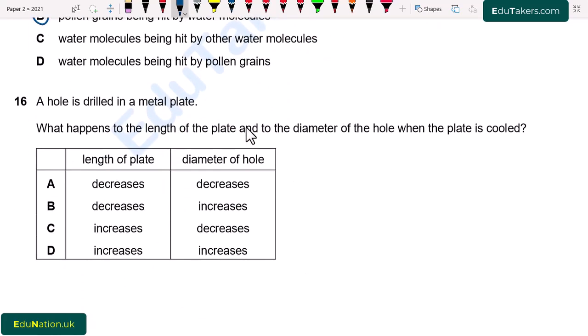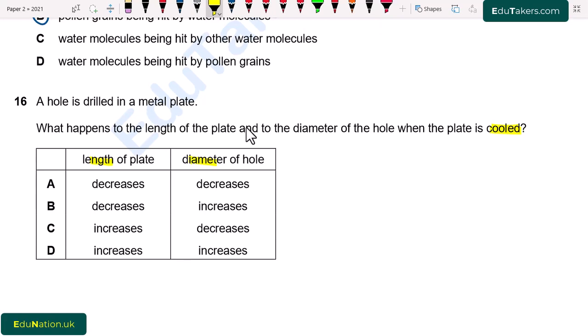Question number 16. A hole is drilled in a metal plate. What happens to the length of the plate and to the diameter of the hole when the plate is cooled? So here the temperature of the plate is lower because it is cooled. We know that when we heat up an object or increase its temperature, there will be expansion. So when there is cooling, there will be contraction. It means that the length and diameter decrease. So length of the plate is shown here and also the diameter.